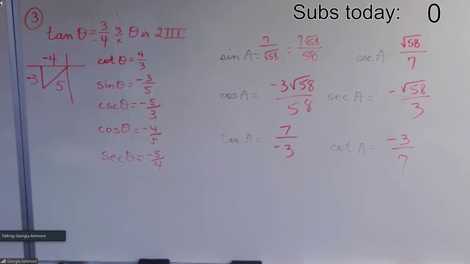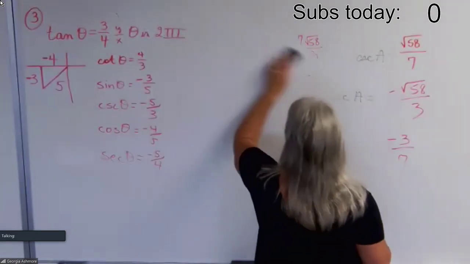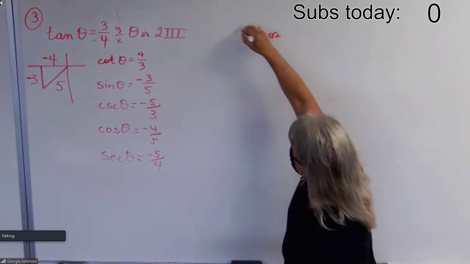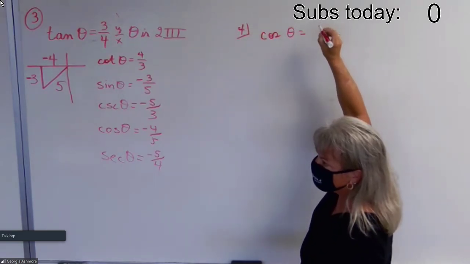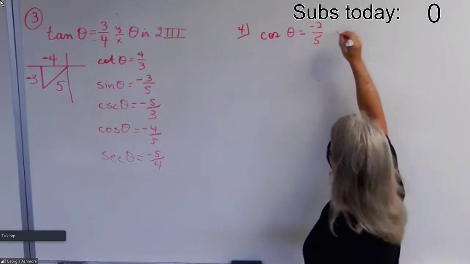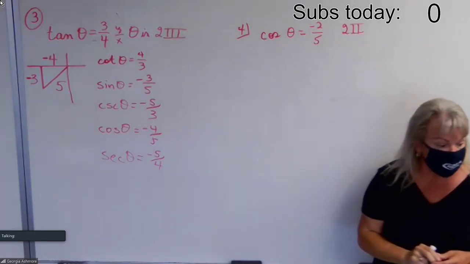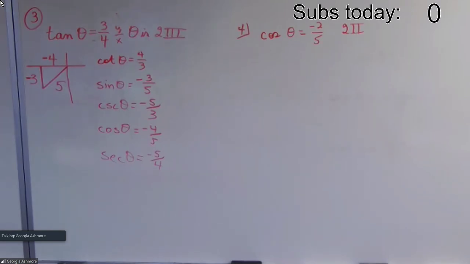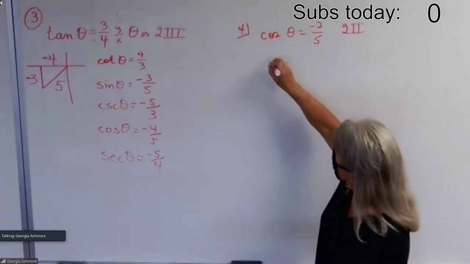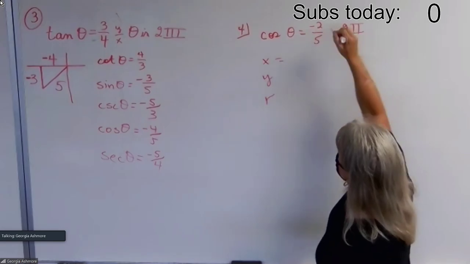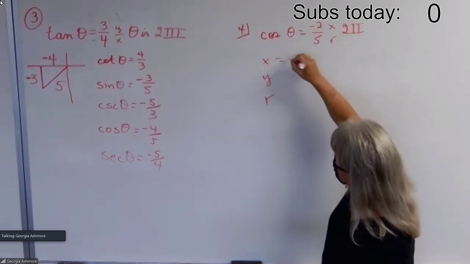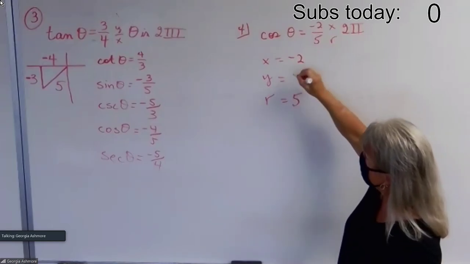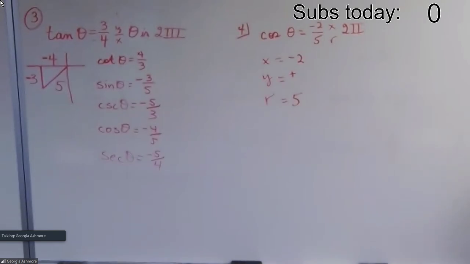Okay, number 4. Cosine theta equals a negative 2/5. Okay, I'm going to do this one without drawing the picture. I like the picture, so you feel free to draw that picture. I do like the pictures, but I just want to show you how you could avoid that. You're going to need to know x, y, and r. If this is cosine, it's x over r. So there's the negative 2, your r is 5. In quadrant 2, x is negative, but y is positive, okay? Now I've got to find that y.